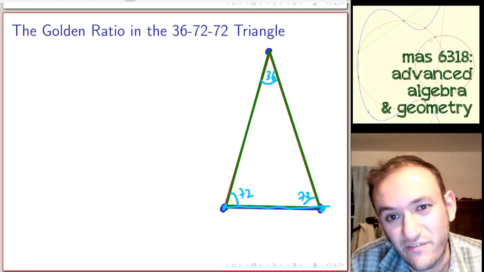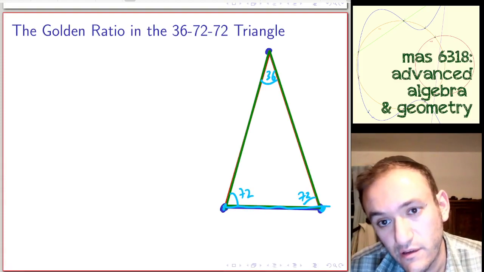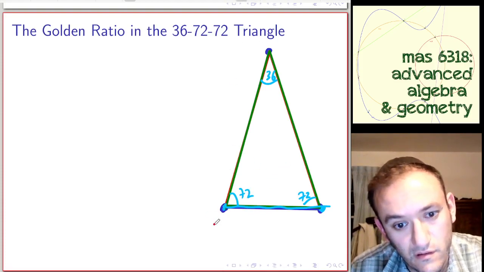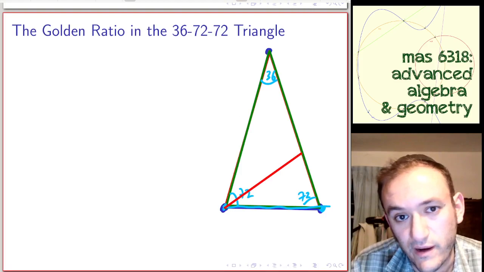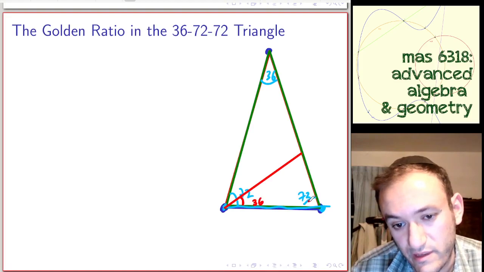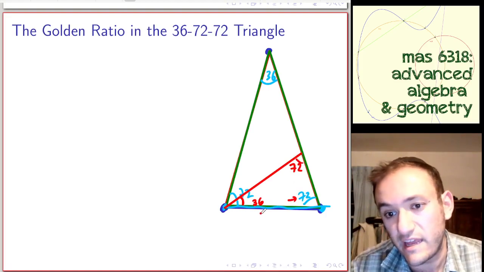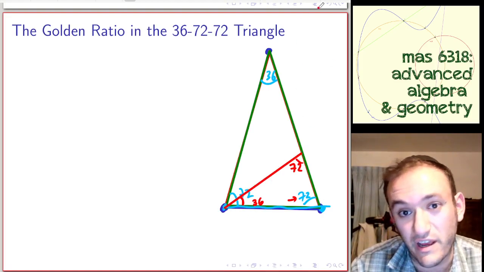Something to observe about it is if I bisect either of the larger angles. So for example, let's do that with this angle. So let's say we're bisecting it. Now, since we're cutting that angle in half, this is 36, and we know this angle is still 72, this angle. And then this angle will also be 72 because it has to add up to 180. So this smaller triangle is similar to the larger triangle.